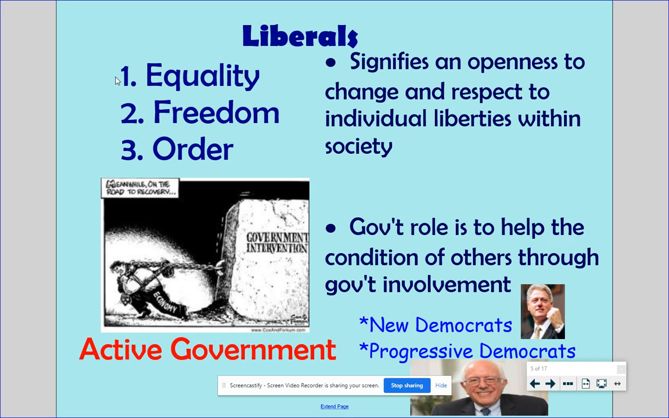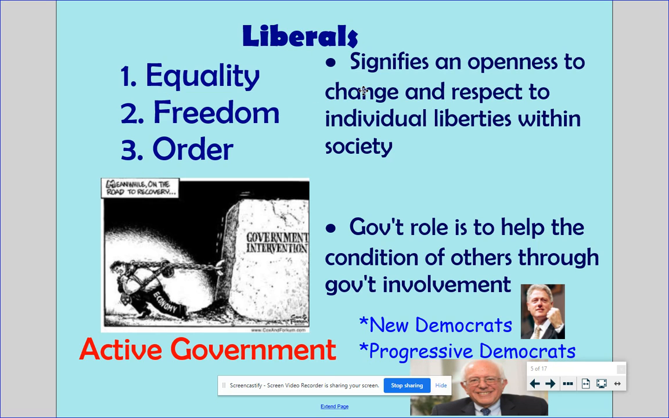This is a rank. Liberals put equality as number one, like the most important thing. Freedom is number two, order is number three. It's not that a liberal wouldn't think that order is important. It's just equality is number one. Because of that, you usually have a more active government to try to ensure equality.